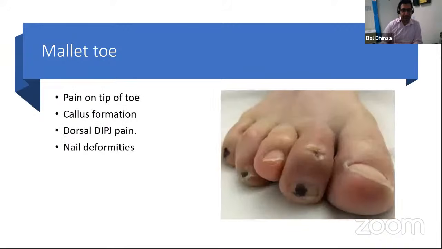Patients often come with pain on the tip of their toe, or they may have callus formation on the dorsal aspect with pain around the distal interphalangeal joint. And if it's a very severe mallet, they may get toenail deformities, and they may get some fungal infections or ingrowing toenails as well, as a result of it stubbing on the floor surface due to the degree of mallet deformity.